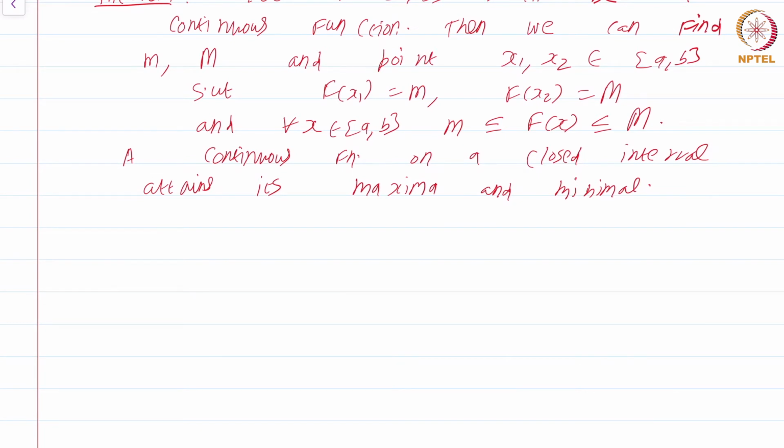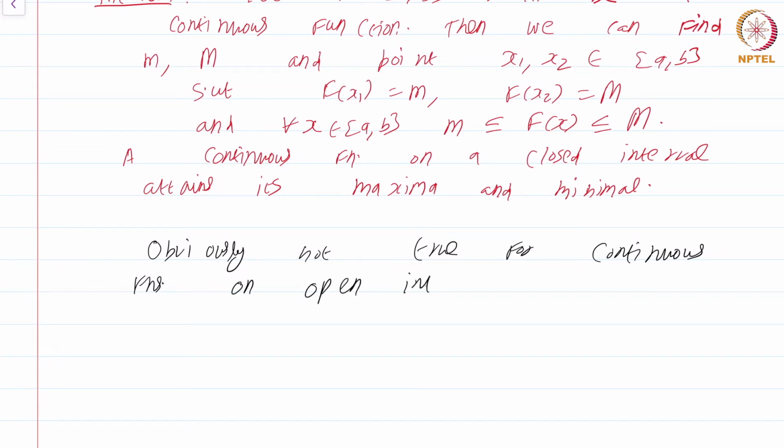Now this result is obviously not true for continuous functions on open intervals. Take the function f of x equal to x on (0, 1) for instance. This function doesn't have a maximum or a minimum in this interval at all. So something about the interval being closed plays a crucial role.